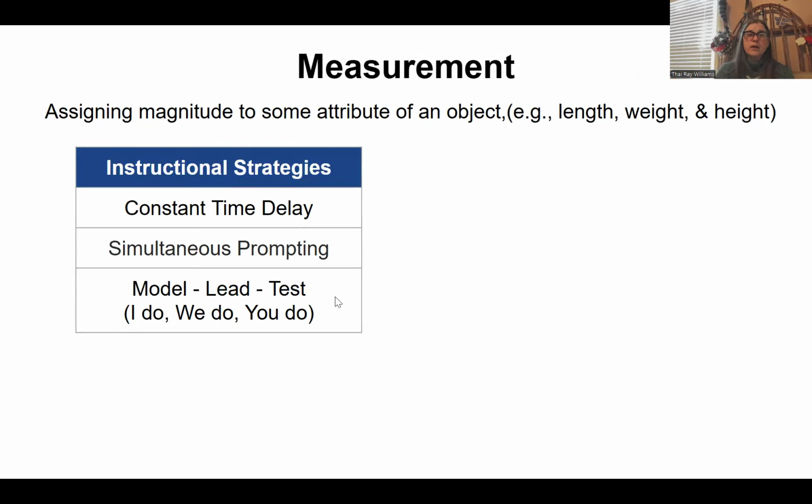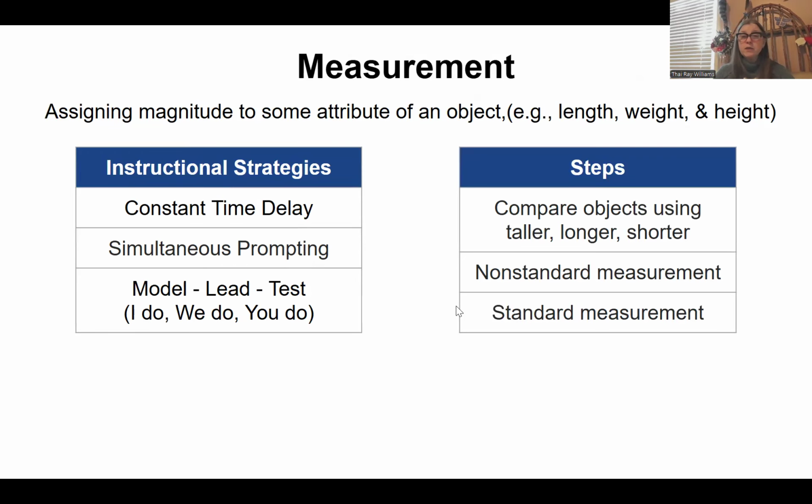So instructional strategies, constant time delay, simultaneous prompting, model lead test, all effective. But you could always also use system of least prompts if you wanted to. Or if needed, maybe you're actually measuring something where you're putting things out and maybe you need to do graduated guidance with the student. Again, depends on what your student's needs are.